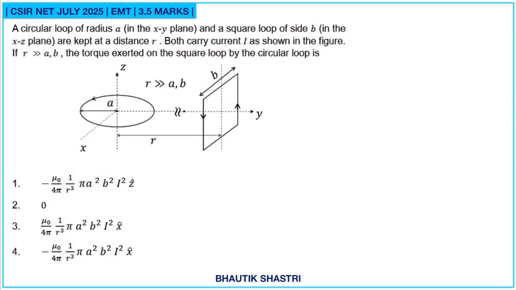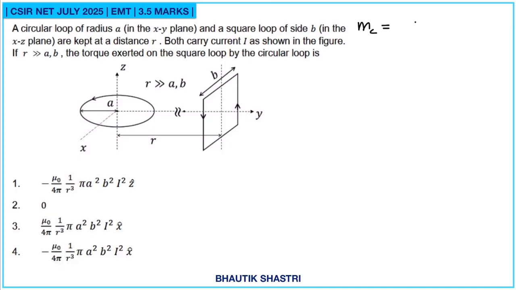Next question. A circular loop of radius A in the xy plane and a square loop of side B in the xz plane are kept at a distance r. Both carry current I as shown in the figure. If r is much greater than A and B, the torque exerted on the square loop by the circular loop is. Let's first of all calculate magnetic moment of the circular loop.